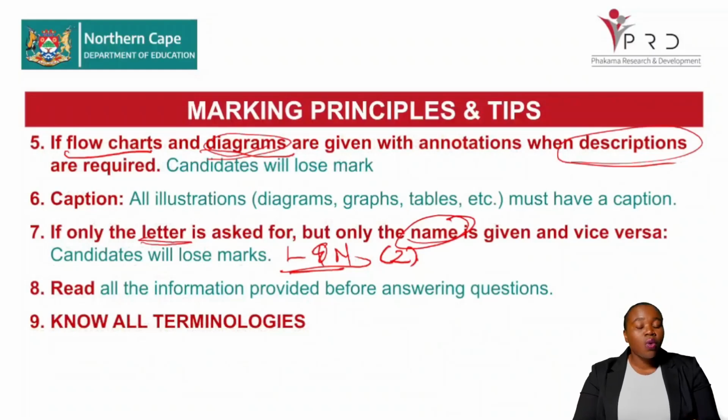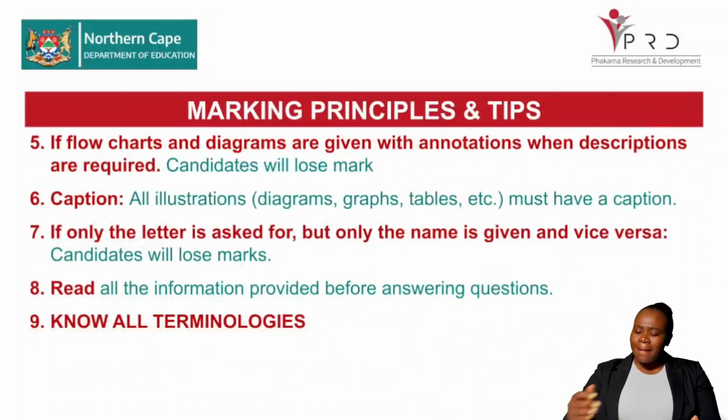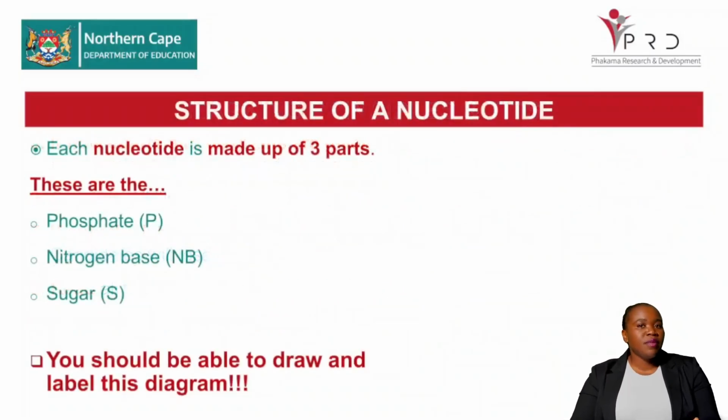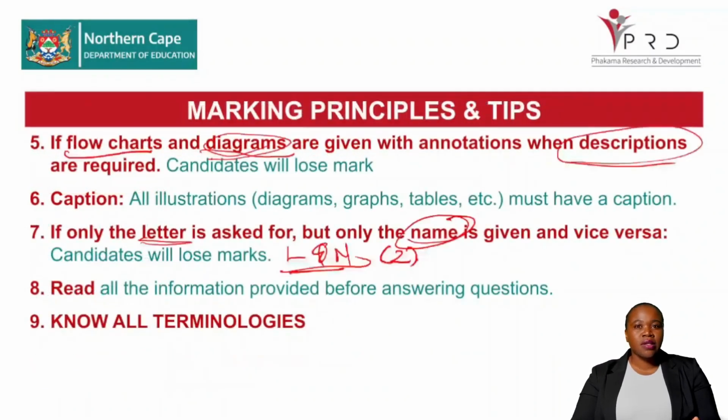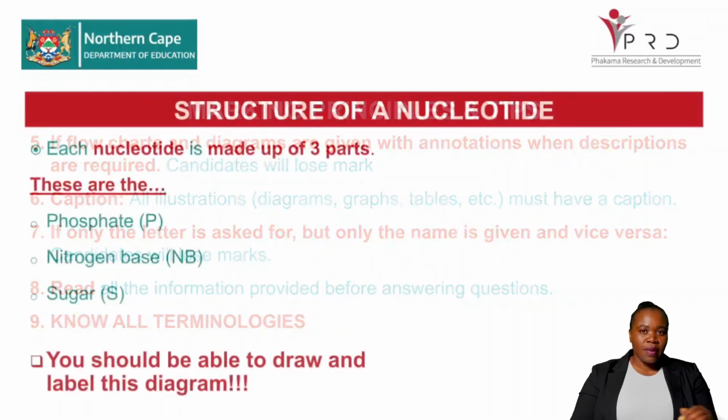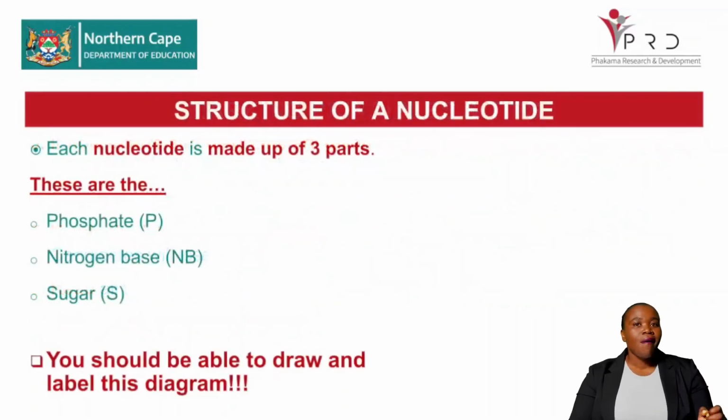Lastly, know all your terminologies. We have section A, which has a lot of questions that are based on your knowledge of terminologies. For every topic or chapter that you go through, make sure that you have those terminologies. If we look at a chapter such as genetics and inheritance, there are so many terminologies that can be confusing if you do not understand them. So make sure that you know those so that as you come across these questions, you can easily understand what the question is all about and you know how to answer it.